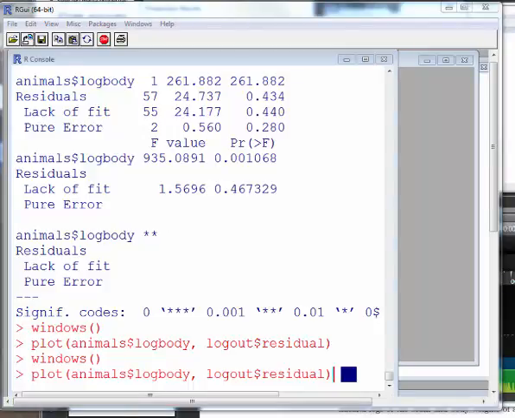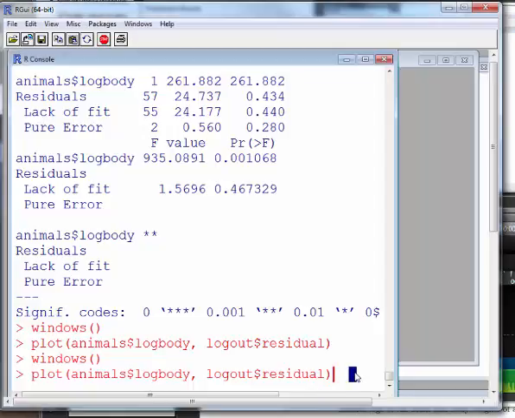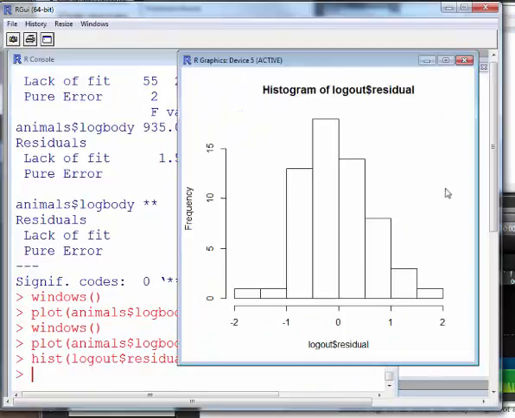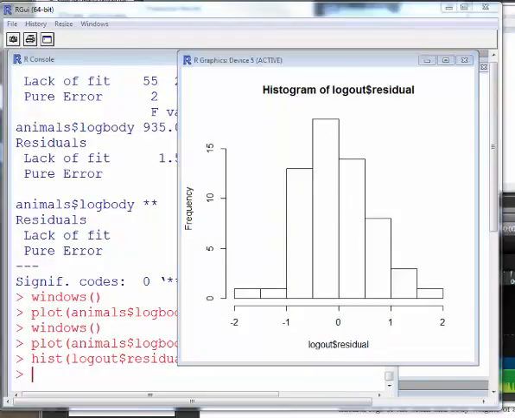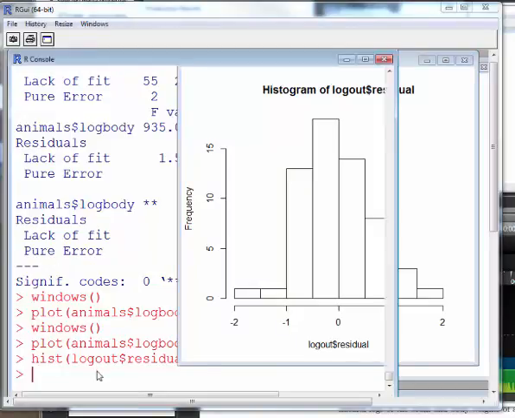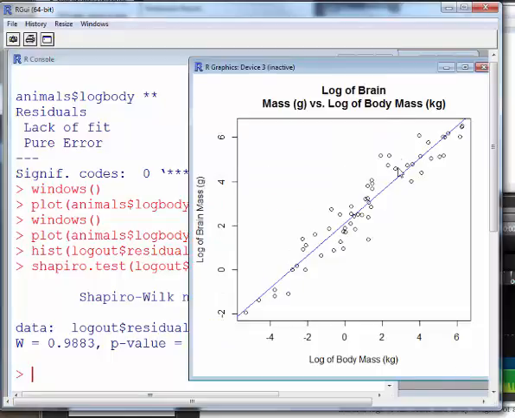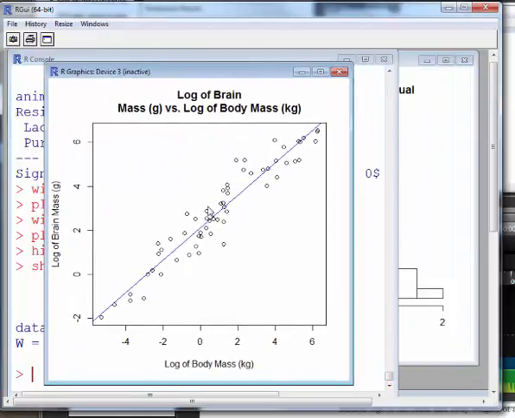Let's take a histogram of the residuals. That's not inconsistent with a normal histogram. And finally, maybe I'll go ahead and do a Shapiro-Wilk test to check for normality on the residuals, and the p-value is not small, so that's good. That's indicating that maybe what we want to consider then is a relationship between the logs.